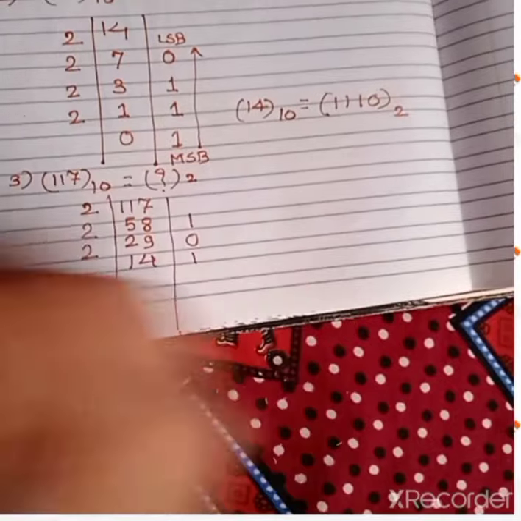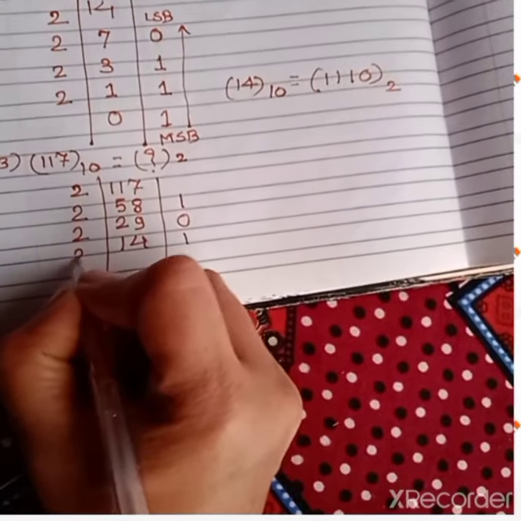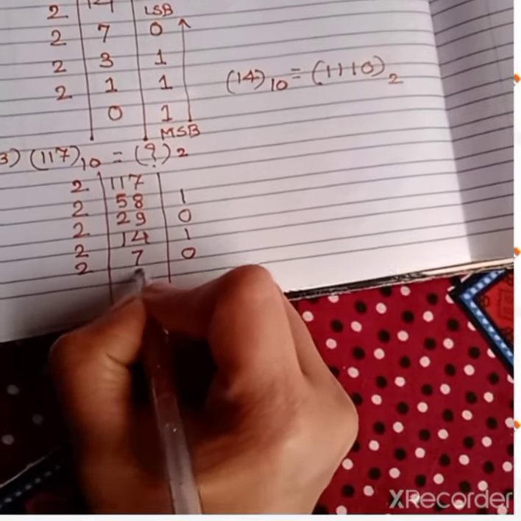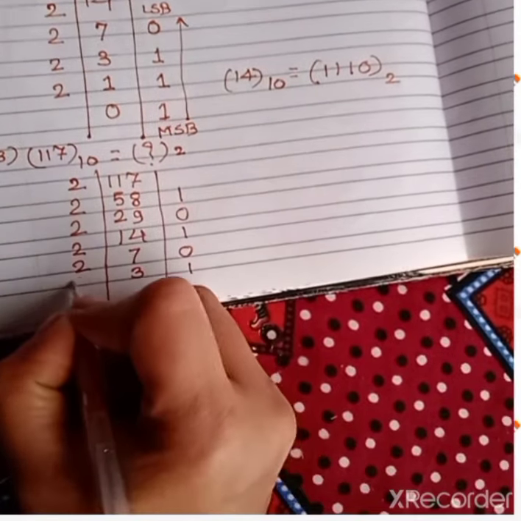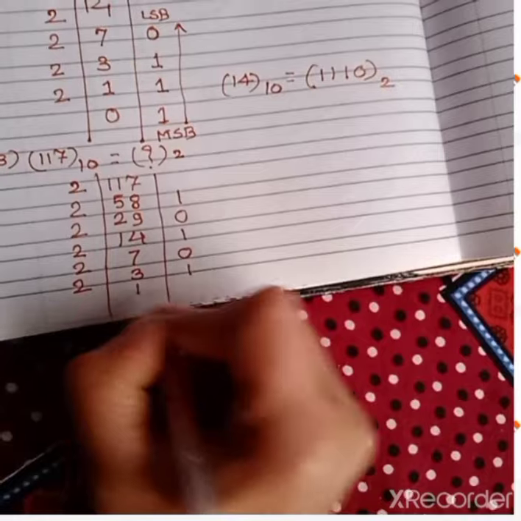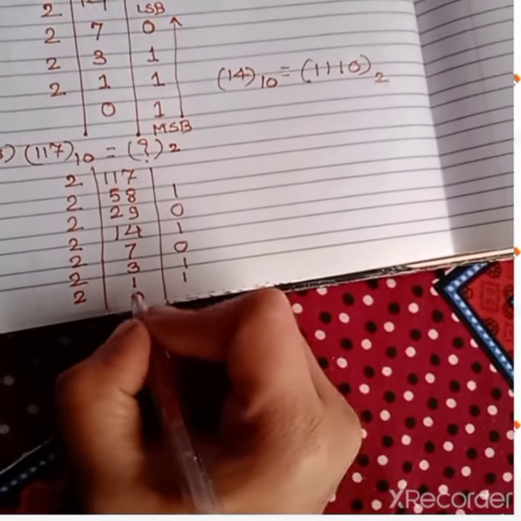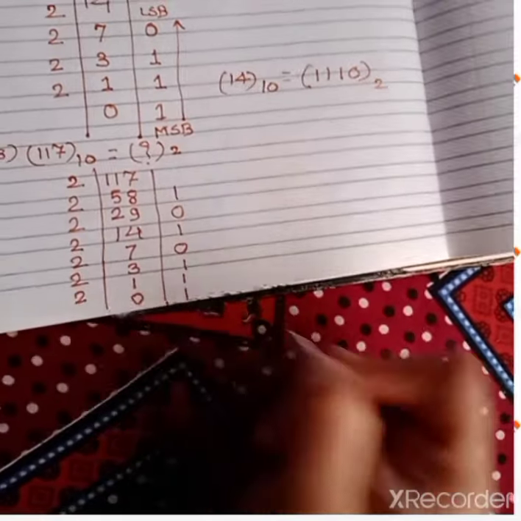14. Remainder is 1. 2 7s are 14. Remainder is 0. 2 3s are 6. Remainder is 1. 2 1s are 2. Remainder is 1. Here 0 will come and this one will appear as a remainder.